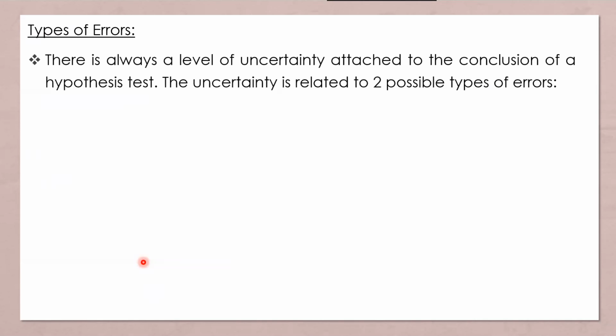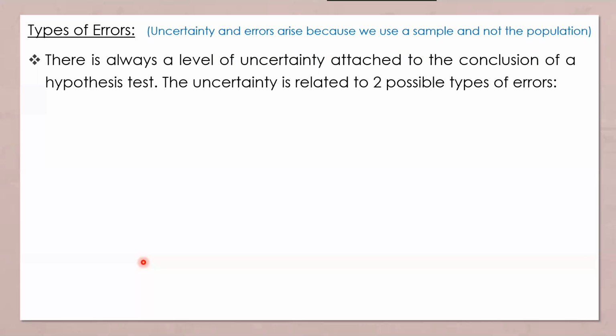So there's always this level of uncertainty attached to our conclusions for a hypothesis test, which is why it's stated in terms of some sort of significance level. And the reason why there's this uncertainty and errors that can arise is because we are basing our results on a sample, not the whole population. If we knew every bit of information of the whole population, we would know the true value of the population parameter. So that means we wouldn't actually have to perform any hypothesis tests on what its possible value could be.